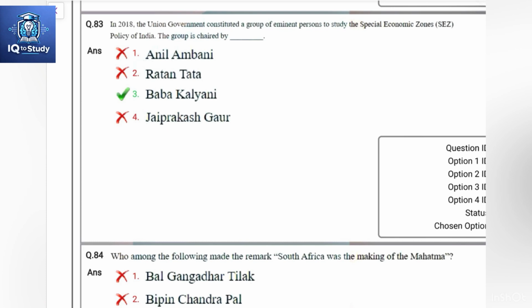In 2018, the Union government constituted a group of eminent persons to study the Special Economic Zones SEZ policy of India. The group is chaired by Baba Kalyani. He is the chairman of Bharat Forge. A special economic zone is an area in which trade and business laws are separate from the rest of the country, and they are located within the national borders of the country.